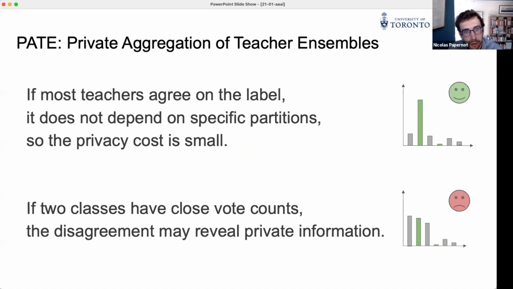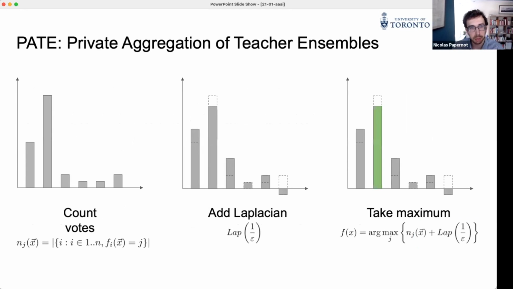But there are a couple of edge cases, especially when different classes here receive about the same number of votes, where a small number of teachers and sometimes one single teacher can change the outcome of the aggregation by flipping their vote from one class to another. And so to protect differential privacy, we have to add noise to the histogram before we take its argmax. And so this is a very well-known mechanism in the differential privacy literature known as the noisy argmax.